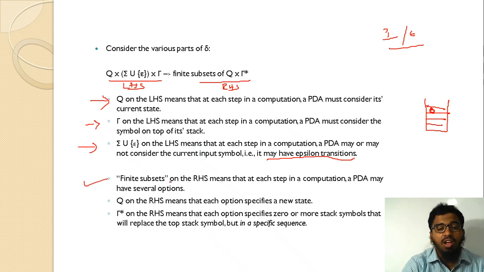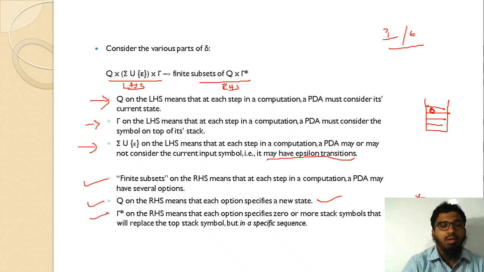Okay. What is on the right-hand side? The right-hand side is a finite subset, which means that at each step in a computation, a PDA may have several options. Q on the right-hand side means that each option specifies a new state. Whenever we have the right side, at that time we get the new state. Tau star on the right means that each option specifies zero or more stack symbols that will replace the top stack symbol, in a specific sequence. As you know, a star means zero or more. Okay. The stack symbols available in the stack will be replaced in the form of a sequence. Clear?